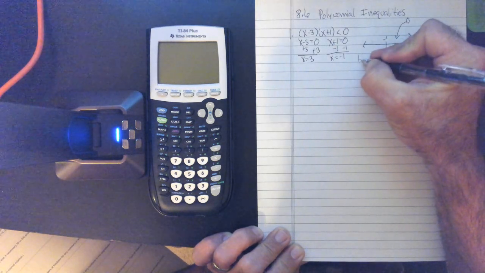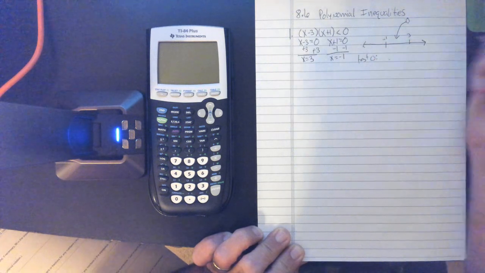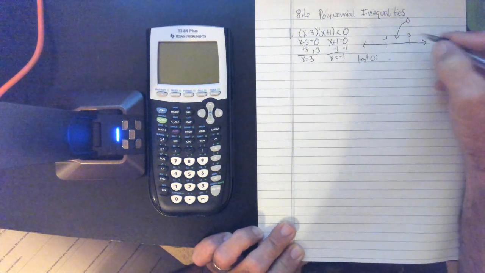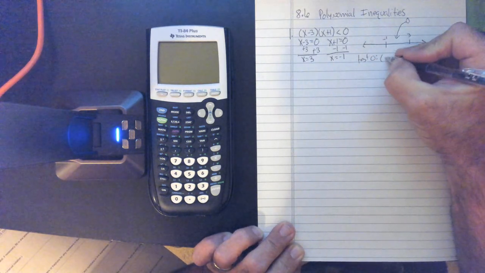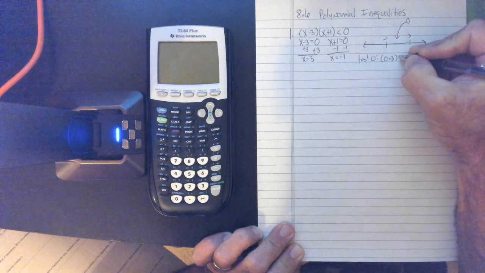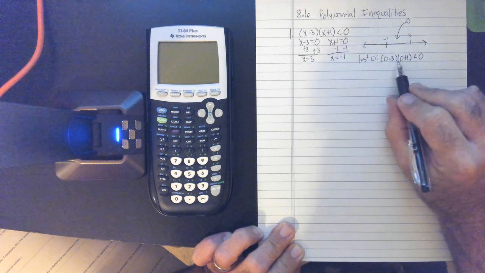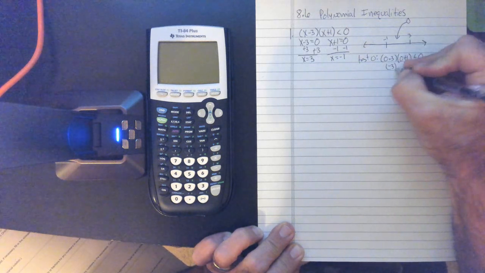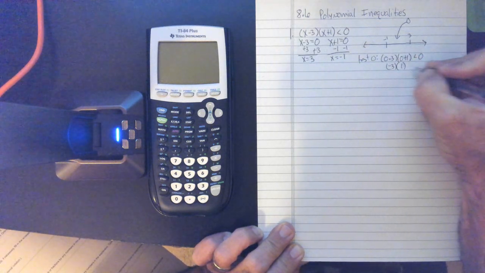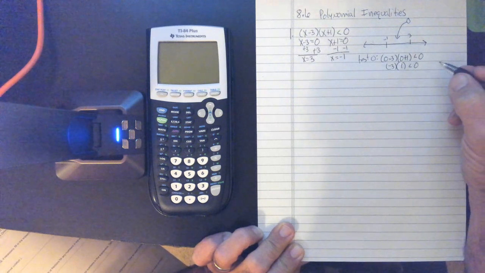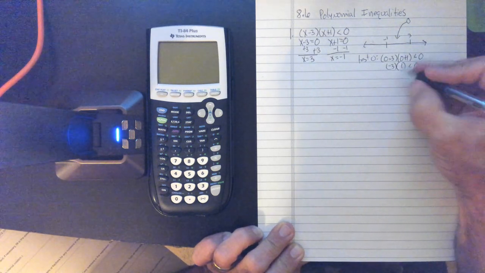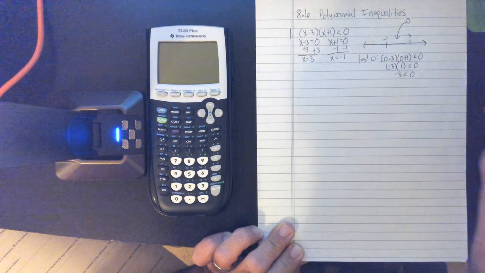So this is what we're doing. We're testing 0, and I always test 0, and then I shade according to what I get. So I'm going to put a 0 into that equation up there. Alright, so 0 minus 3 is negative 3. 0 plus 1 is 1. And that has to be less than 0. So let's see, negative 3 times 1 is negative 3. Is that less than 0?